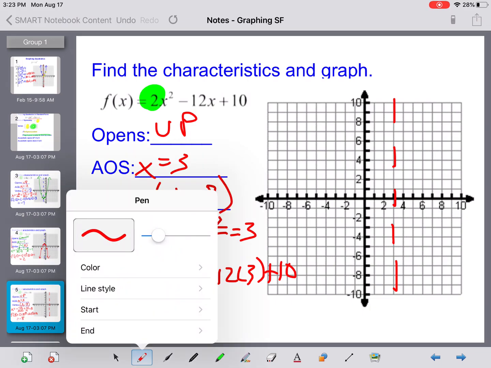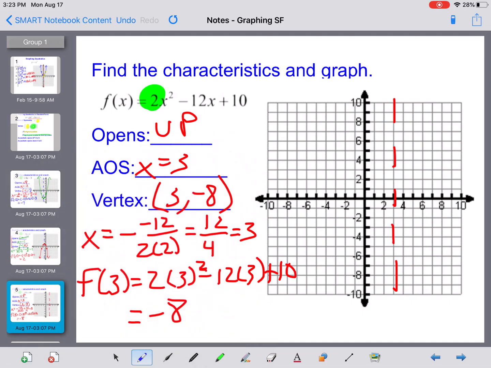So we're going to plot our points. So we were at 3, -8 is right there. Now, instead of going right 1, up 1, we have to go right 1, up 1 times a, which is 2. So we're going to go right 1, up 2. So we have a point there. And then we're going to go right 2. Parent graph goes up 4. We're going to go all the way up 8. And then we want to reflect those across our axis of symmetry. And then we have this parabola that's been stretched a little bit thinner for there.